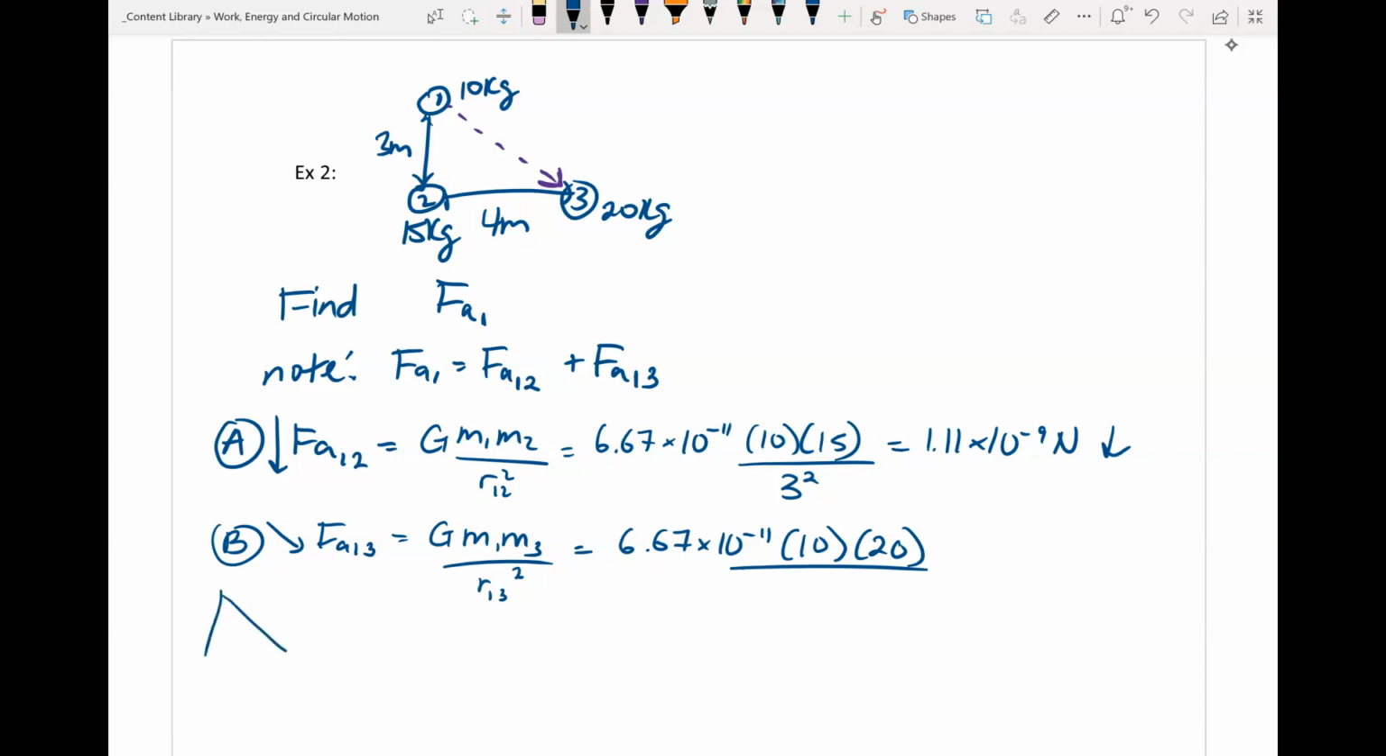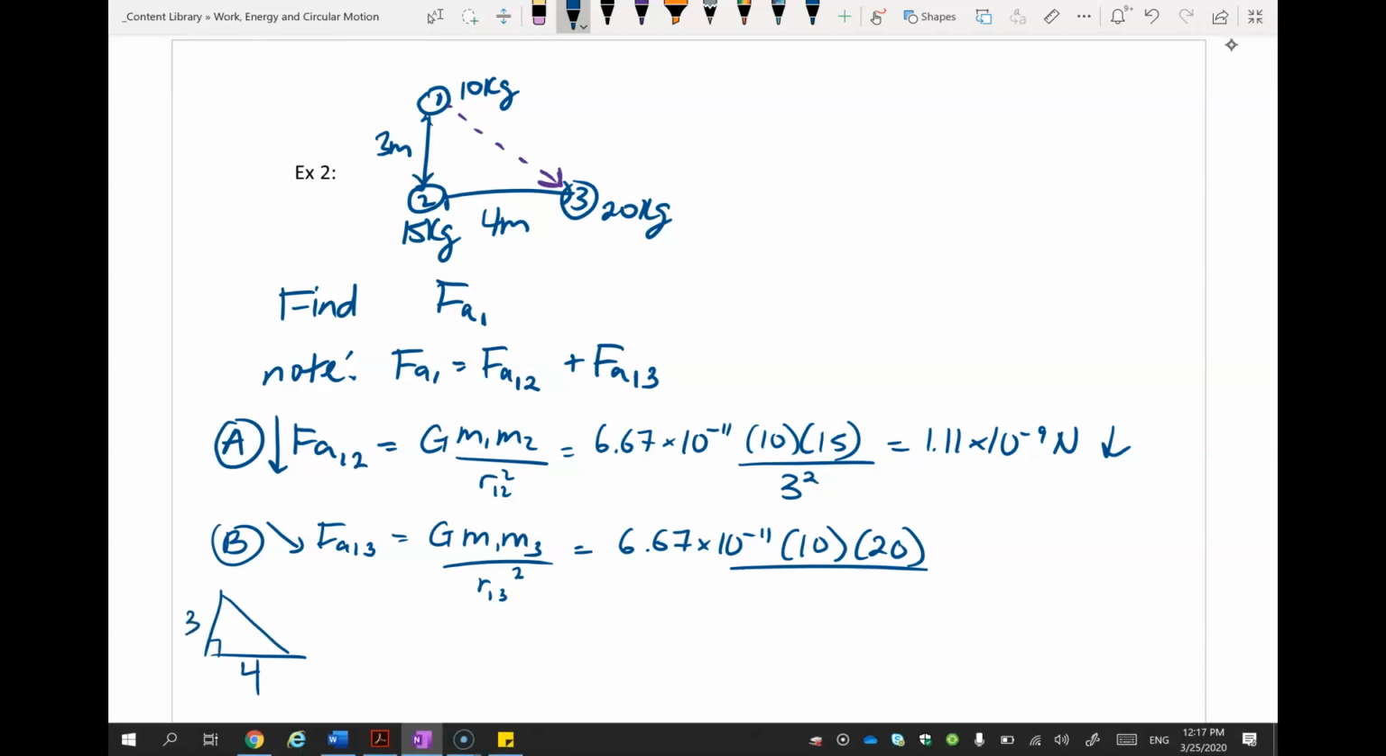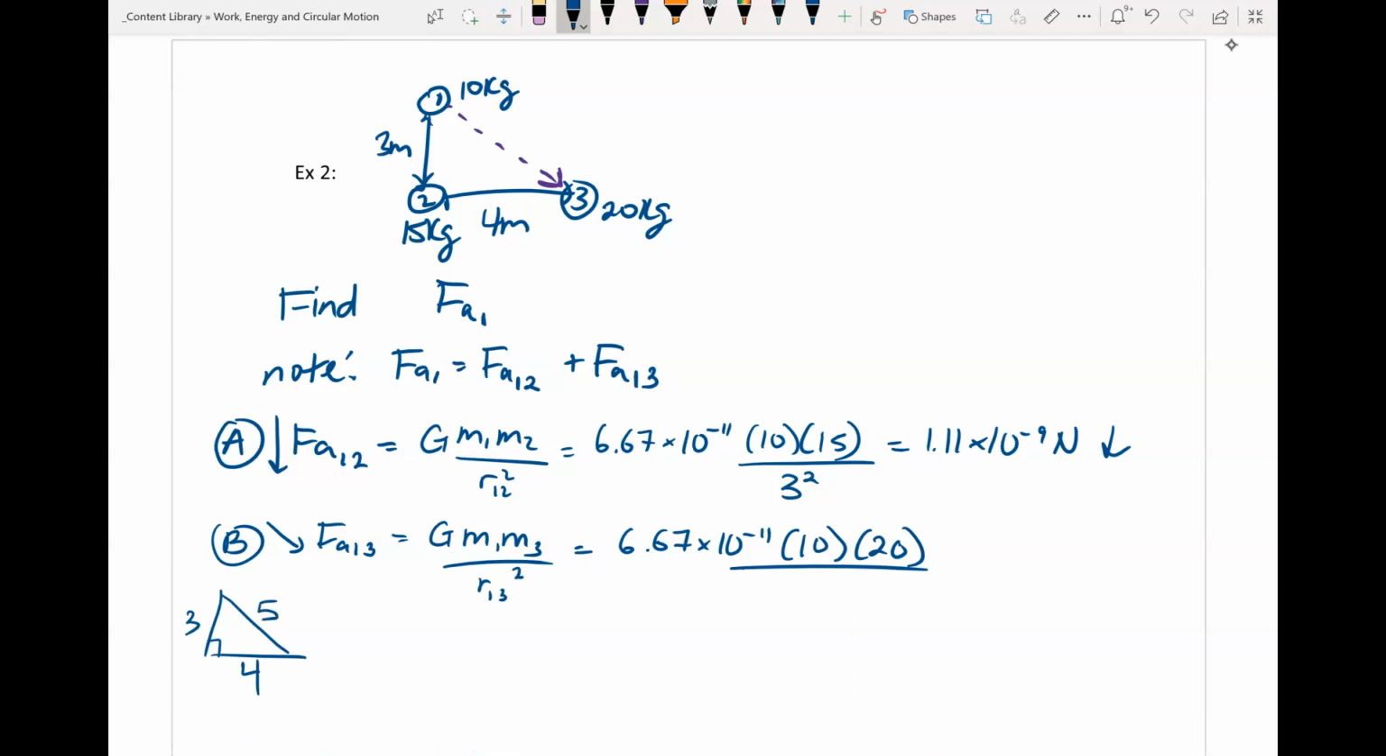I'm just going to quickly draw a triangle on the side here. We know this distance is 3, we know this distance is 4. This is one of our special triangles, so we know the hypotenuse should have a distance of 5. And if you didn't know that, I can always use Pythagoras to find that your missing side is 5.